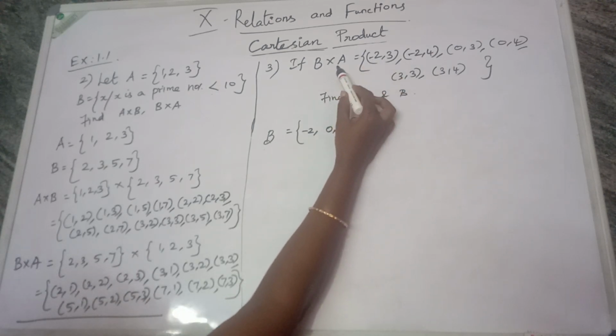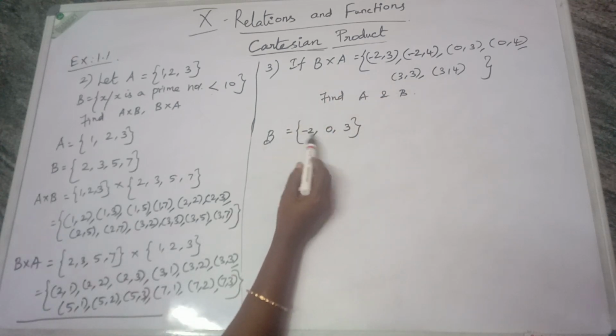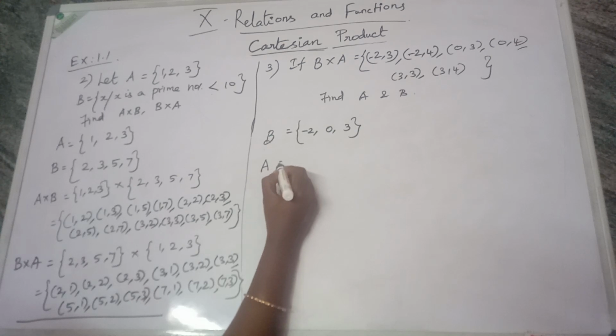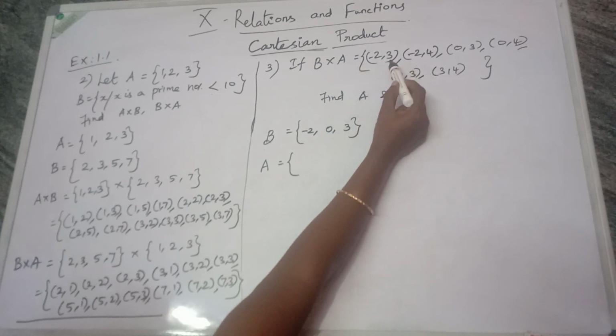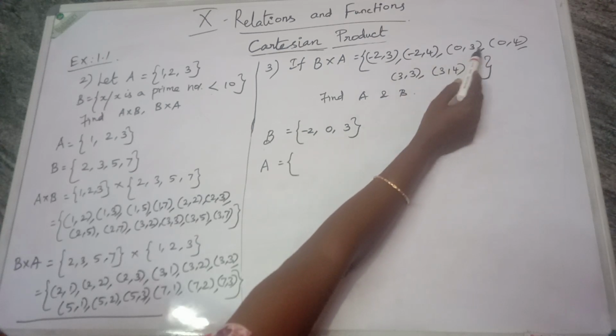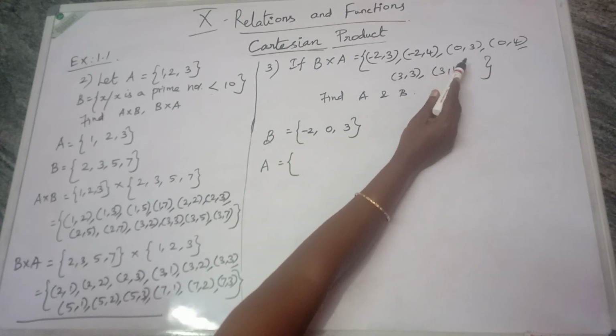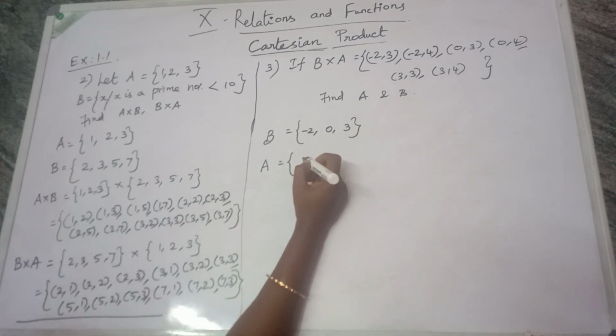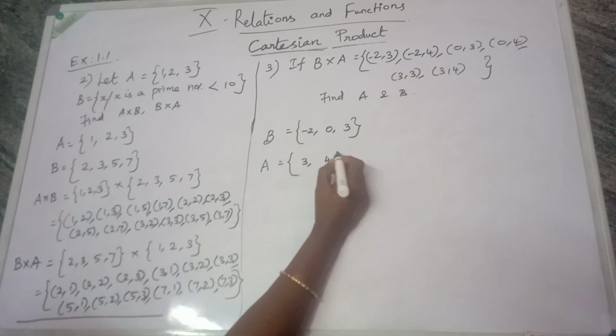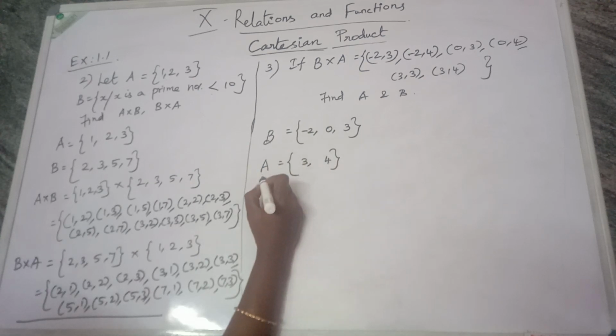Here it is B cross A, so the first coordinate is taken from the set B, and that gives the elements of the set B. Then we have to find the elements of the set A. The second coordinate should be taken from the second set. See the second coordinates: 3, 4, 3, 4, 3, 4. So 3 and 4 come three times, but we write them only one time inside the set notation. These are the elements of the set A. Like that we can find A and B.